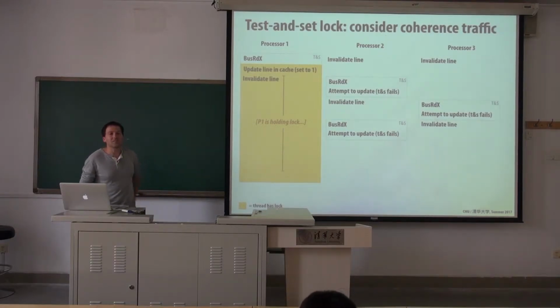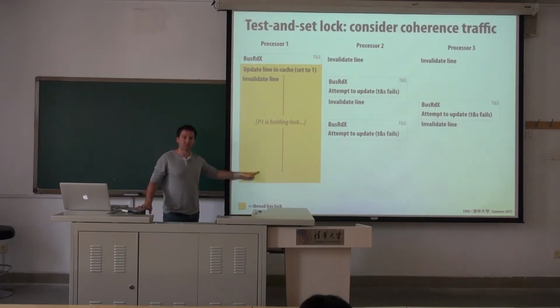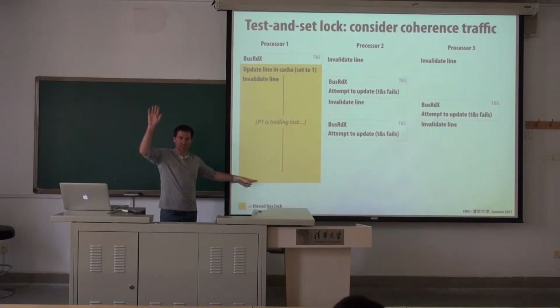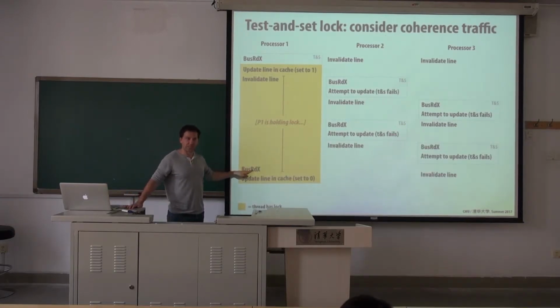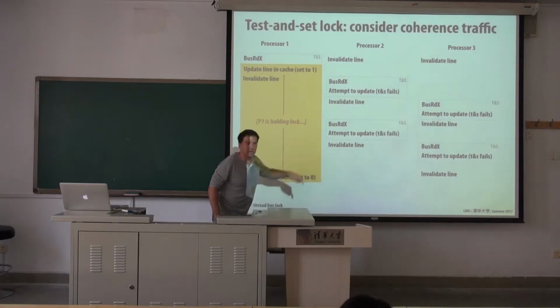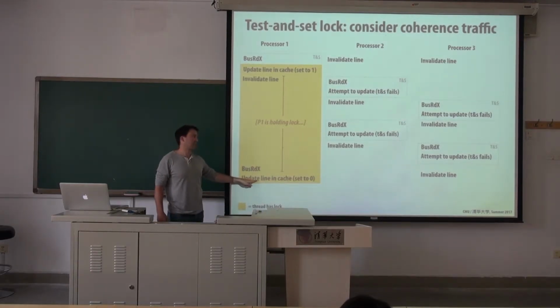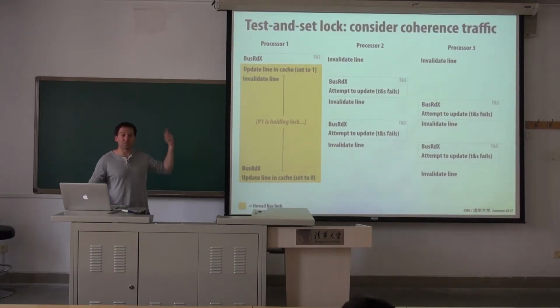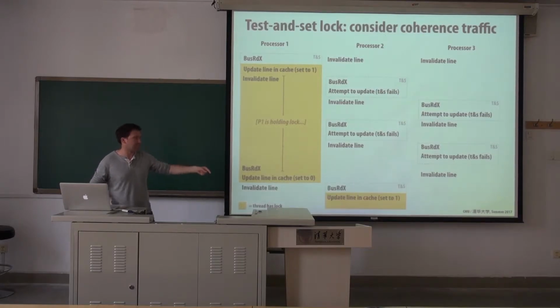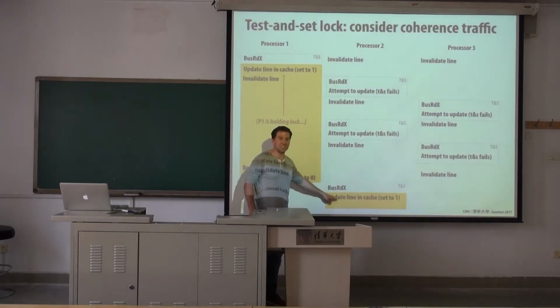So how does the release of the lock occur now? What does processor 1 have to do if it wants to release the lock? It needs to write 0. So if it wants to write 0, what does it have to do? It says, I intend to write, because it doesn't have the cache line. It'll issue the bus read X. One of these processors, whoever has it, will drop the line. We will update the cache line to 0. And then one of the other processors, processor 2 or 3, is going to try a test and set. And now it's going to succeed.